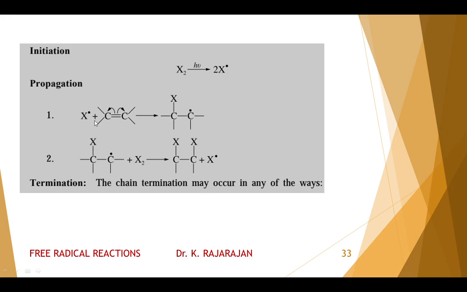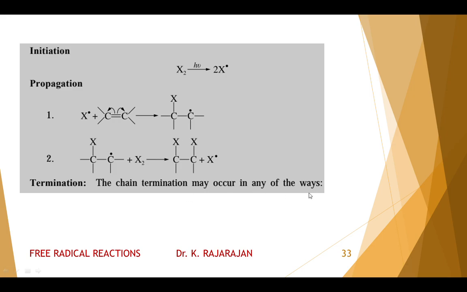When it is added to an alkene, it forms a free radical like this. And the free radical which is formed in step 1, when it reacts with a neutral molecule like X2, will form a neutral molecule and a free radical. So these are the things that are happening in the propagation steps. And now let's see how the termination is getting affected.